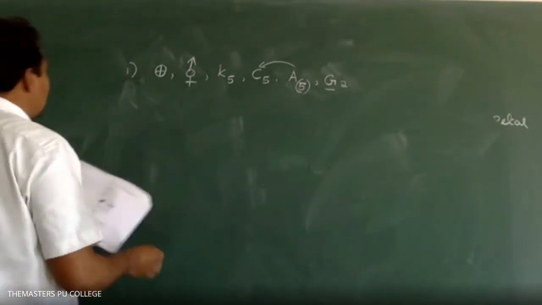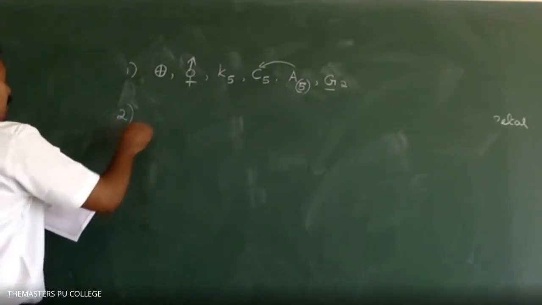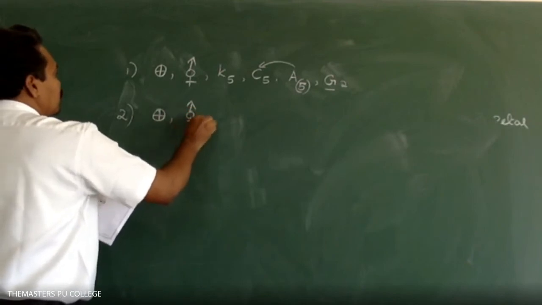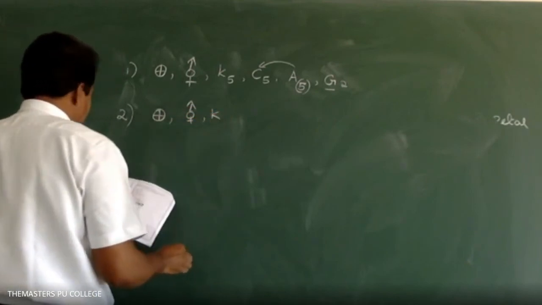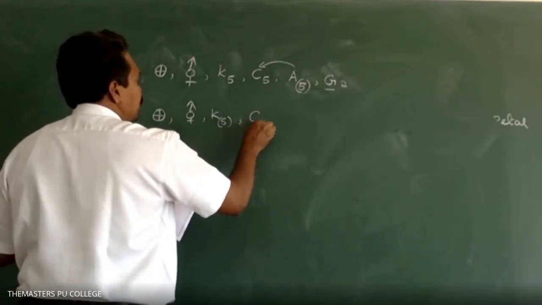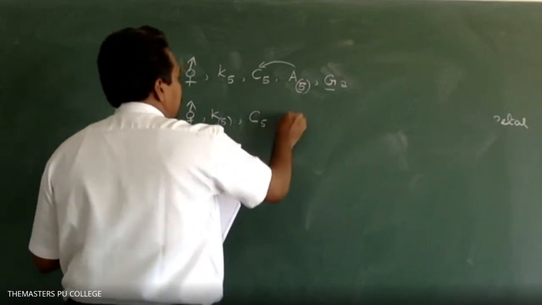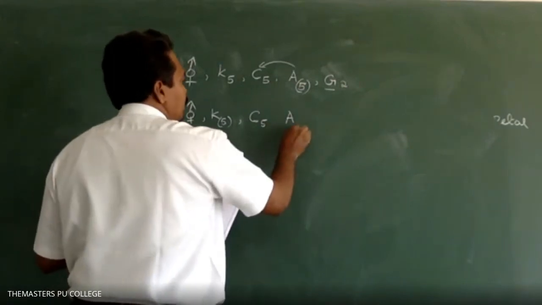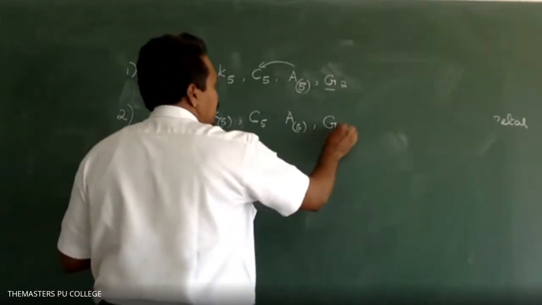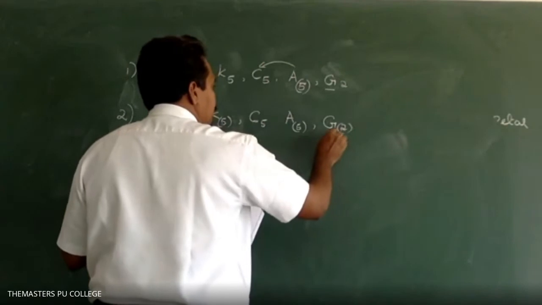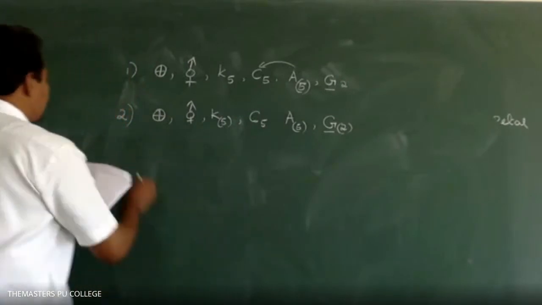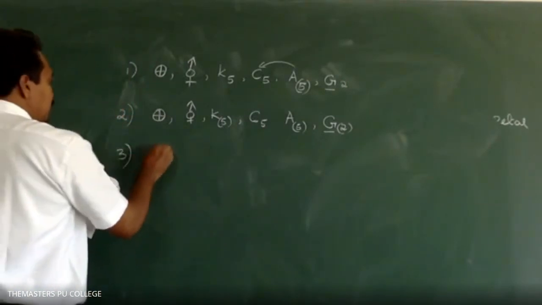hypogynous. Next, the given second option: flowers are actinomorphic, bisexual, sepals 5 fused, gamosepalous, petals 5 free, stamens 5 fused, gynoecium 2 carpels are present, syncarpous, fused, hypogynous flowers.